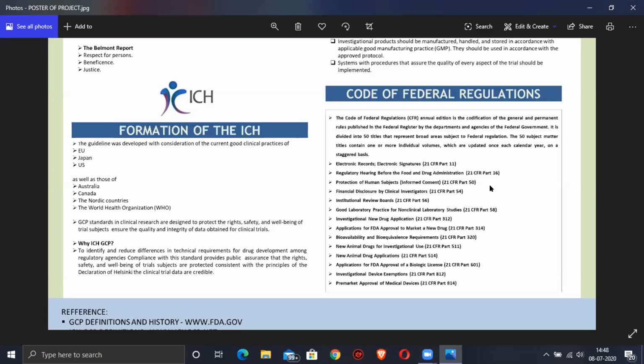21 CFR Part 312, which talks about the investigational new drug application. What are the factors that must be present in the form? The complete details about the drug, the chemistry, the physiology, the biology of the particular drug. Bioavailability and bioequivalence requirements can be found in 21 CFR Part 320. New animal drugs for investigational use, 21 CFR Part 511. Applications for FDA approval of a biologic license is in 21 CFR Part 601. And then we have the pre-market approval of medical devices, 21 CFR Part 814.